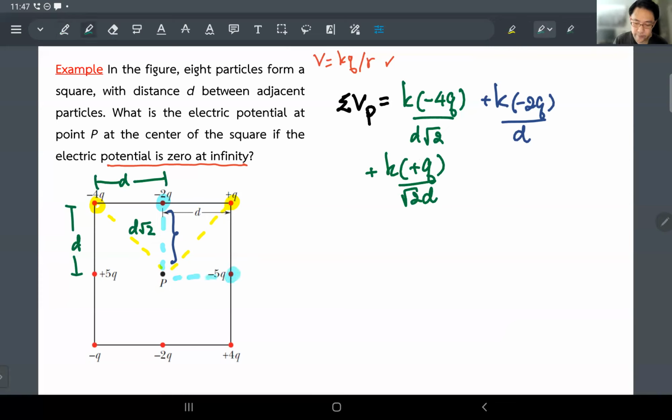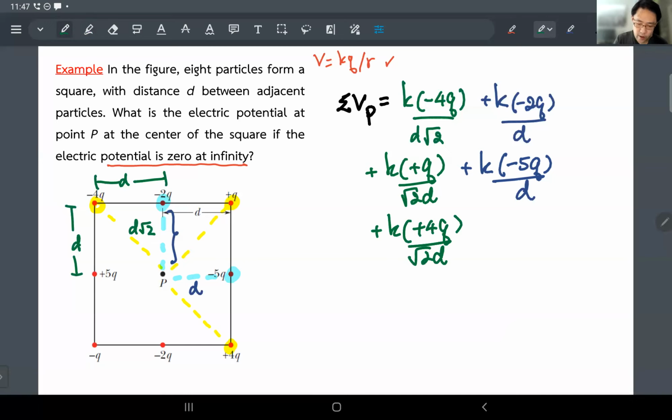The distance is here. So you say the next potential is going to be k, the charge minus 5q over the distance, which is only d. Now you start to notice something, I hope. If you move on to the next, the lower right corner, your distance from that is going to be the diagonal distance. So it's going to look like k plus 4q over root 2d. Move on to the next one. It's going to be the one on the side. The distance is going to be just d. So what you get is going to be k minus 2q over d.